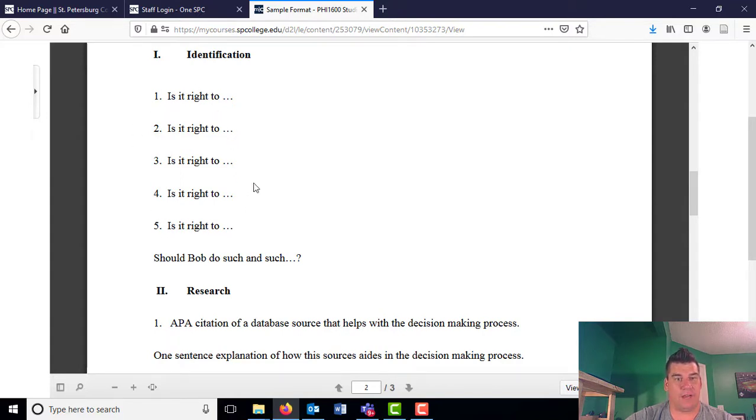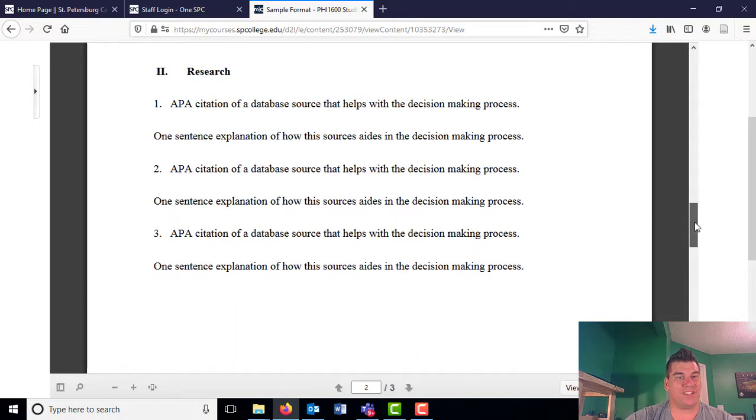And these are your 5 is it right questions. Okay? And then under it, you're just going to write the 1 central ethical issue. So is it right to cheat on your spouse? Is it right to sleep with somebody who you know is married? Is it right to interfere in somebody else's relationship, etc., etc.? And then should Bob leave his wife considering that she was unfaithful to him? Okay?